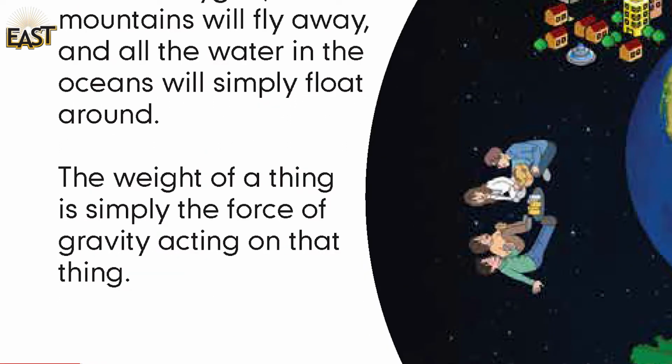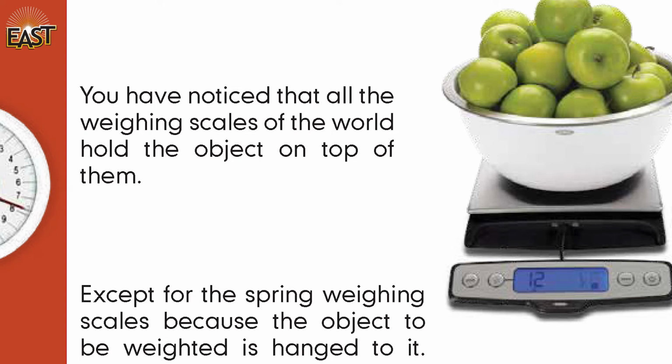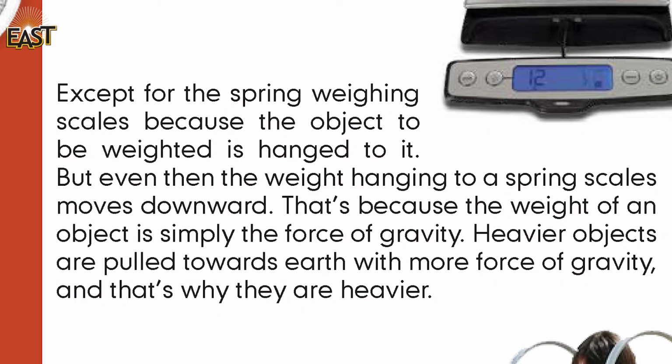The weight of a thing is simply the force of gravity acting on that thing. You have noticed that all the weighing scales of the world hold the object on top of them, except for the spring weighing scale, because the object to be weighed is hung from it. But even then, the weight hanging on a spring scale moves downwards. That's because the weight of an object is simply the force of gravity.